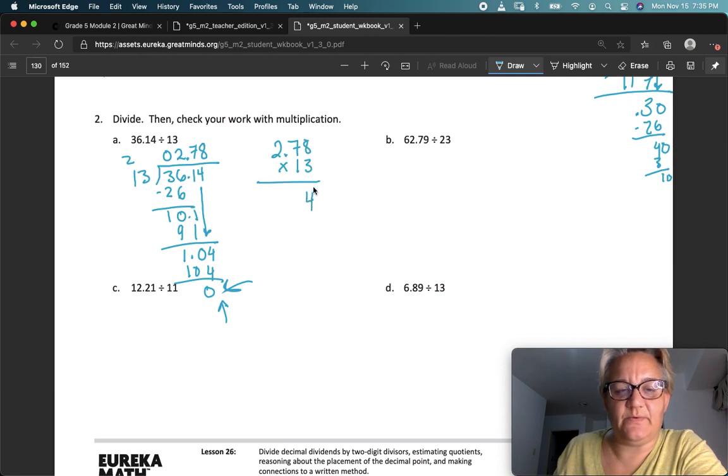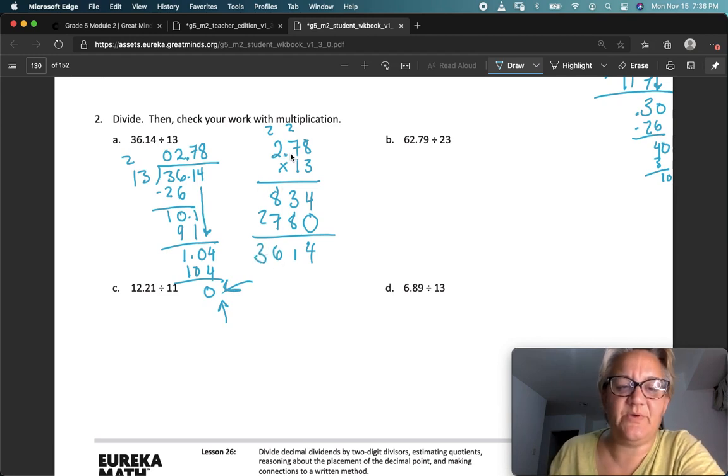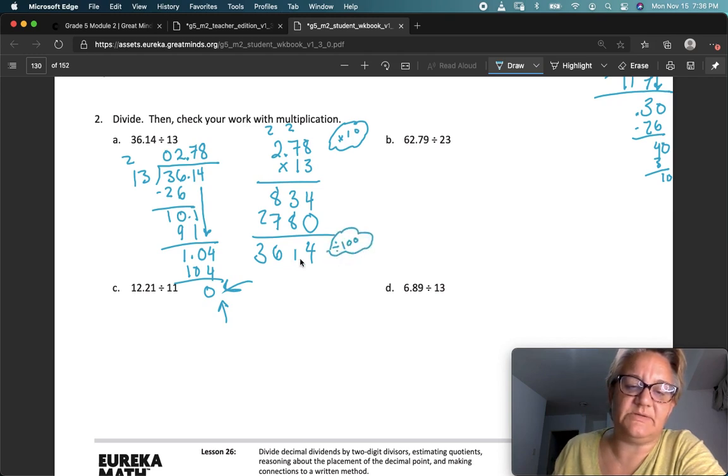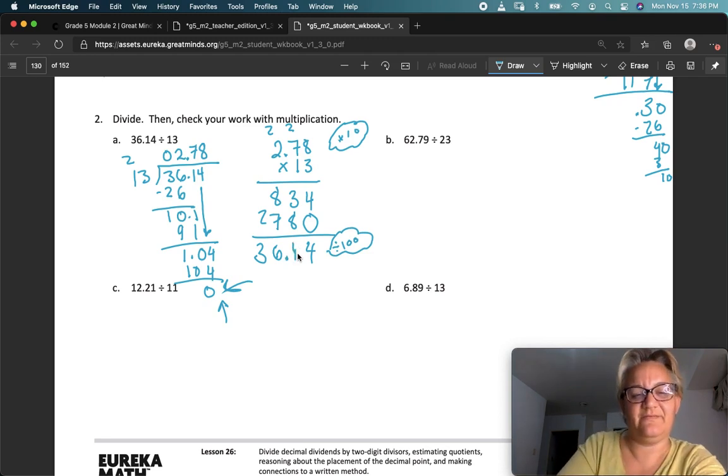3 times 8 is 24. Carry the 2. 3 times 7 is 21 plus 2 is 23. Carry the 2. 3 times 2 is 6 plus 2 is 8. Then bring down the 0. 1 times 8 is 8. 1 times 7 is 7. 1 times 2 is 2. And 8, 9, 10, 11. Carry the 1 is 16. Carry the 1 is 3. Now, where does the decimal go? There are 2 decimal spaces here. And in my mind, I multiplied that by 100. So down here, I need to divide by 100, which is going to give me 36.14. Is that the same answer? Yes, it is right here.